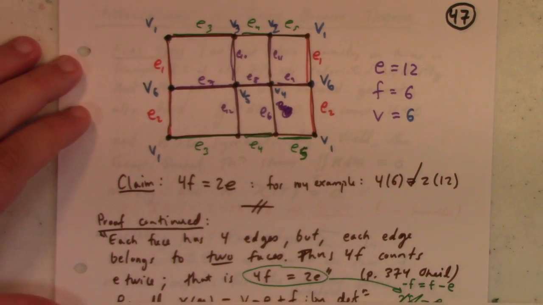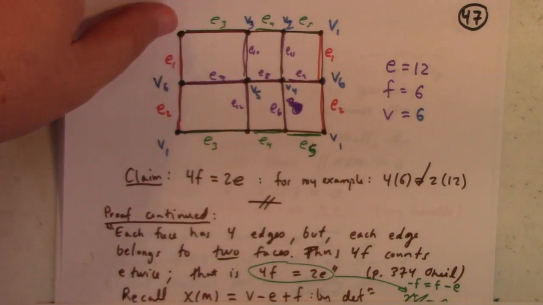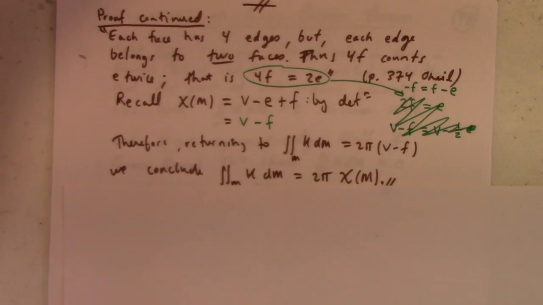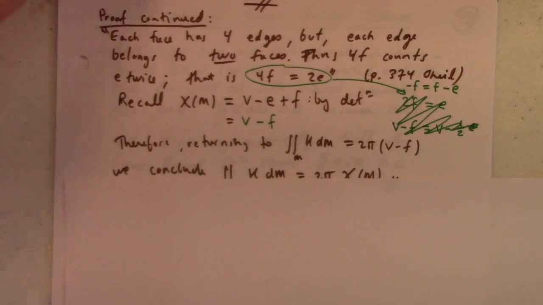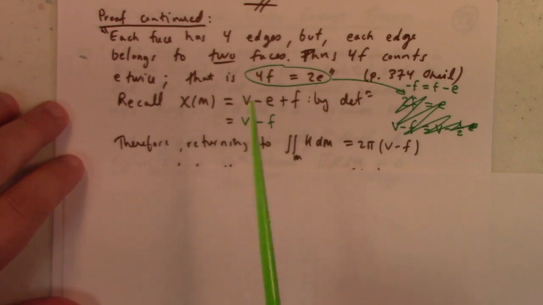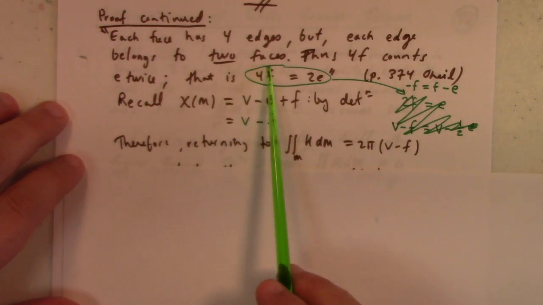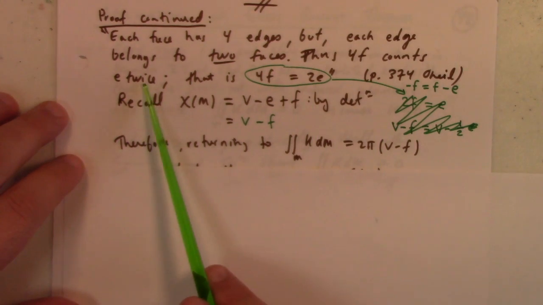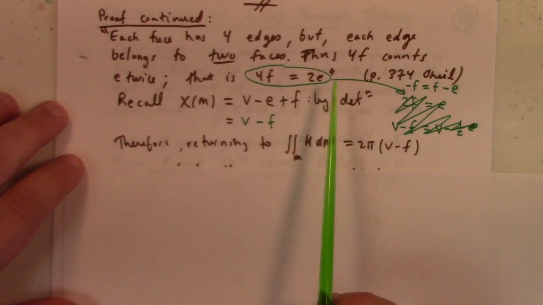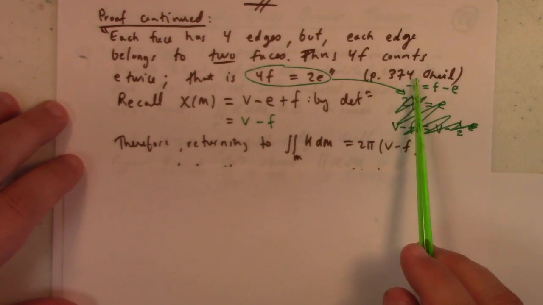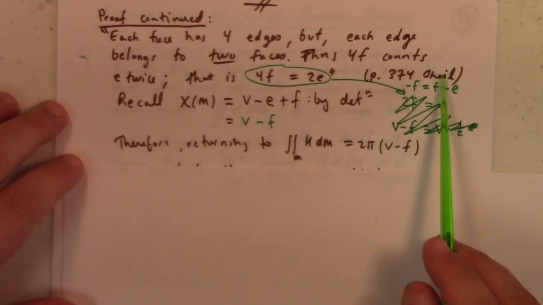So, proof continued. More often than not, when I get stuck on something like this, the answer to what I'm stuck on is in the next little bit, and I just forgot. But anyway, here we go. Each face has 4 edges, but each edge belongs to 2 faces. Thus, 4f counts e twice. That is, 4f equals 2e. All right, that's from O'Neill's page 374.